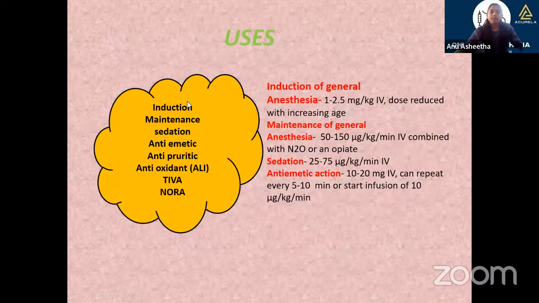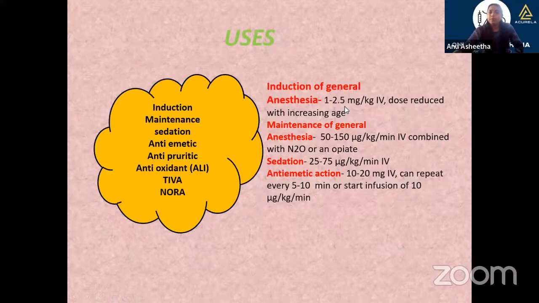Coming to the uses, it is used as an induction agent, for maintenance, sedation, as an antiemetic, antipruritic, antioxidant, in TIVA and NORA. They can also be anticonvulsant, but sometimes due to the metabolites, they can be proconvulsant too. Hence, it is not used as a protocol in convulsions.